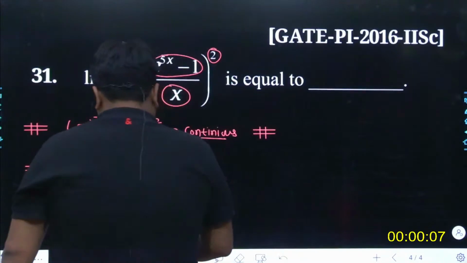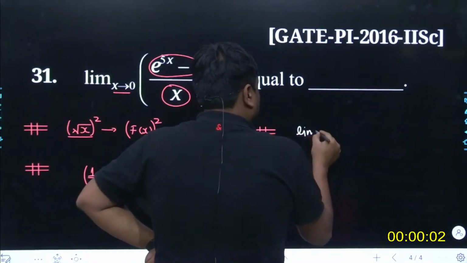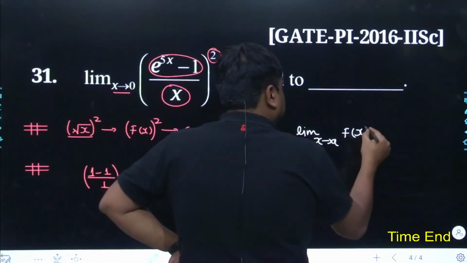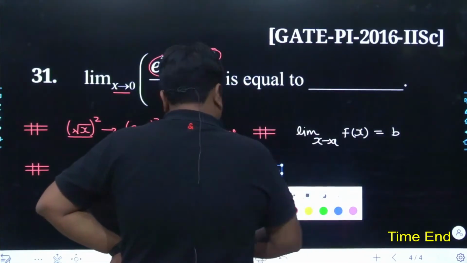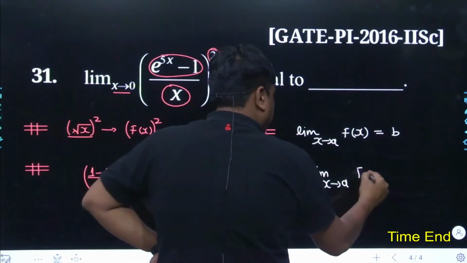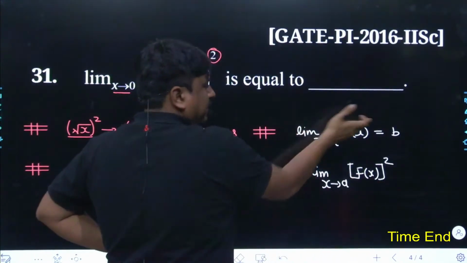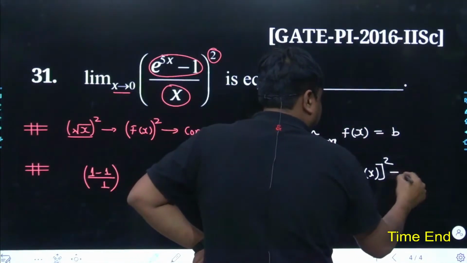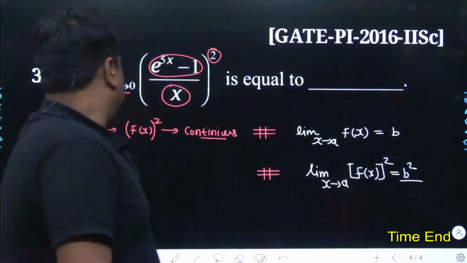The important conclusion to be deduced here is, if the limit of f of x as x tends to a, let's say, is b, then the limit of f of x raised to the power of 2 as x tends to a, since the limit exists, is just b square. Agreed?